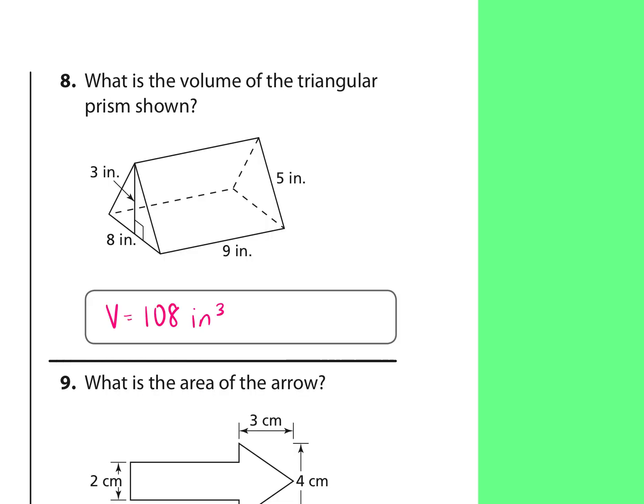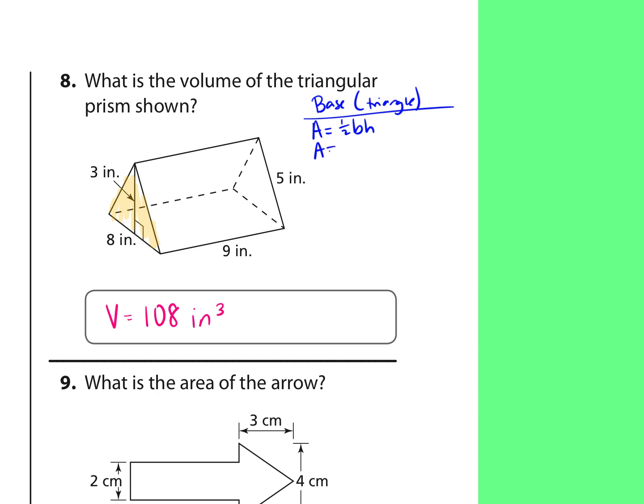Number 8, what is the volume of the triangular prism shown? So we know our base is a triangle. So we're going to start with getting the volume of, or not the volume rather, but the area of a triangle, which is 1/2 base times height. And some know it as base times height divided by 2. It's the same. And we're looking at a triangle specifically. We're looking at this right here.